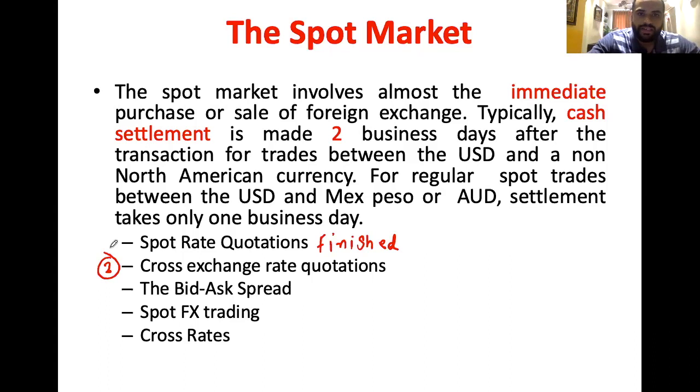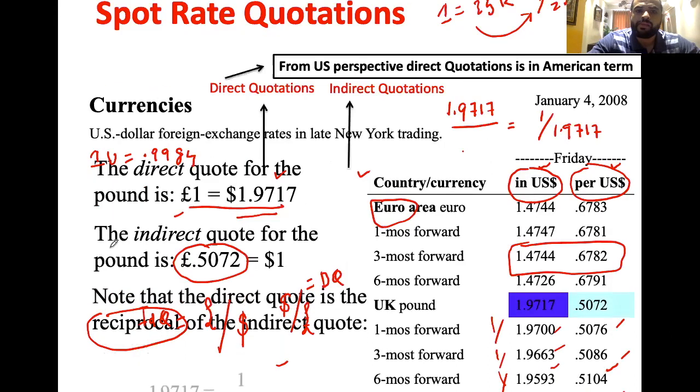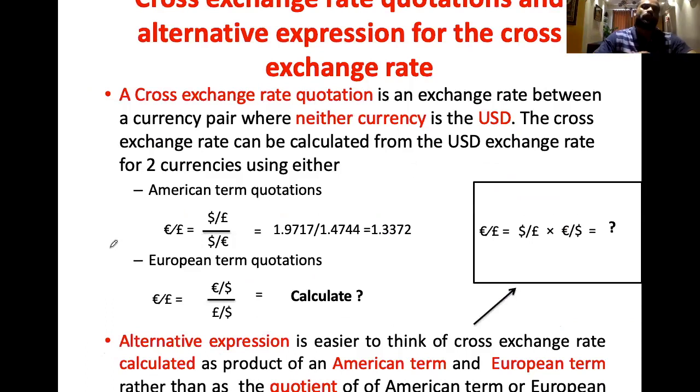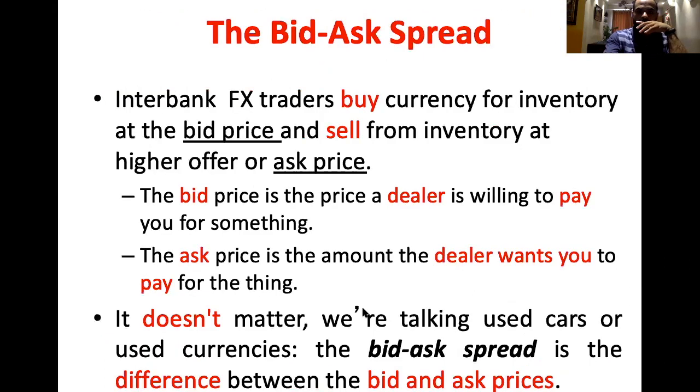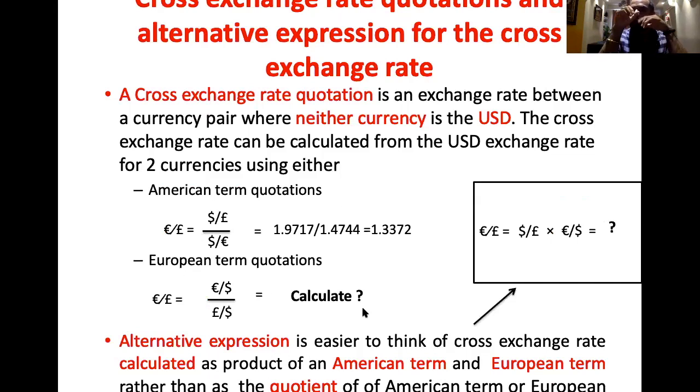So let's have a look, cross exchange rate quotations. A cross exchange rate quotation is an exchange rate between a currency pair where neither currency is a USD, like it's pound and Vietnam dong. You want to convert pound into Vietnam dong. So this is the example of cross exchange rate quotation. Neither currencies is in dollars, right? No dollar exists. That's called a cross exchange.